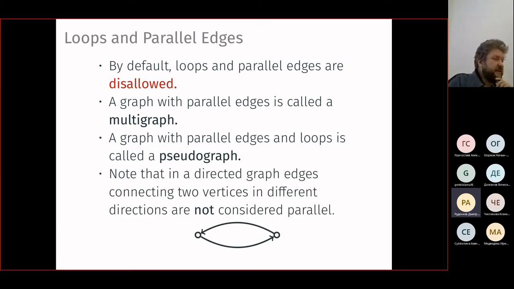And know that in a directed graph, you can have this situation where there are two edges which go in different directions between the same vertices. These are not considered parallel. If they go in one direction, they are parallel, but this you can have.